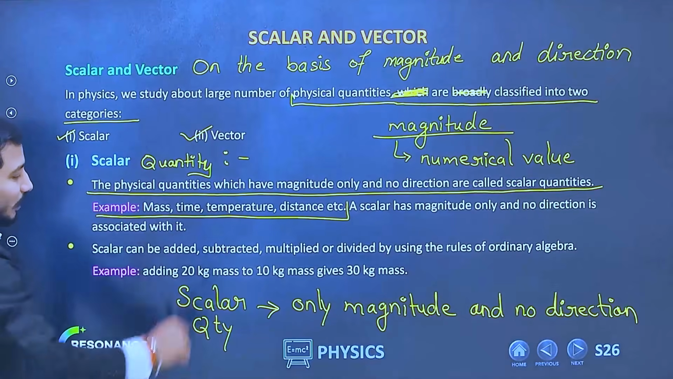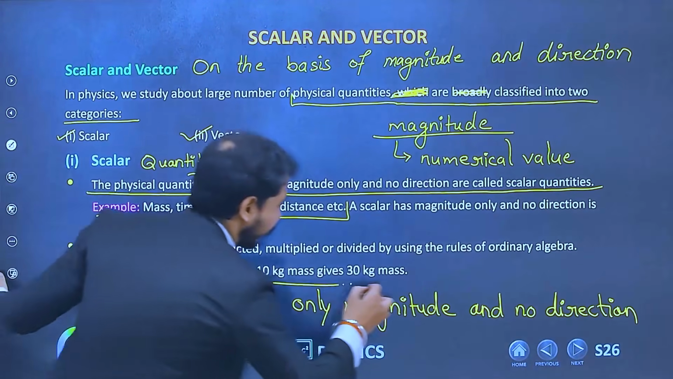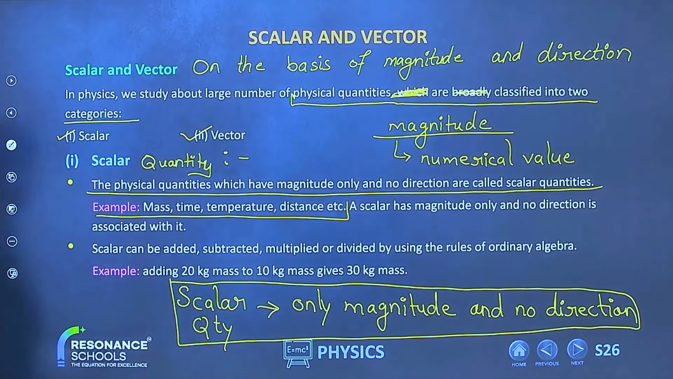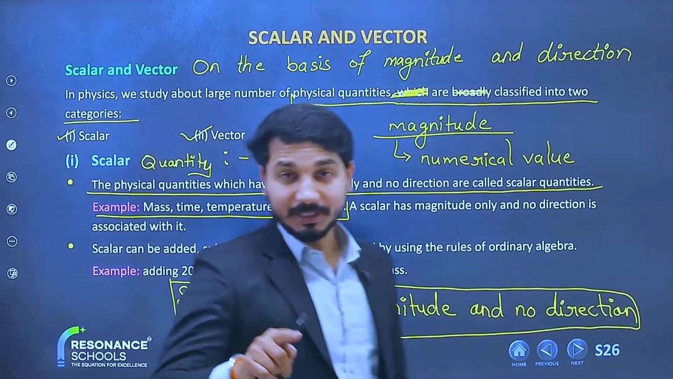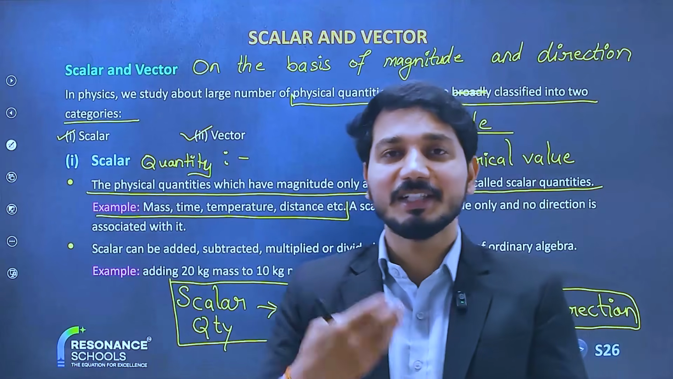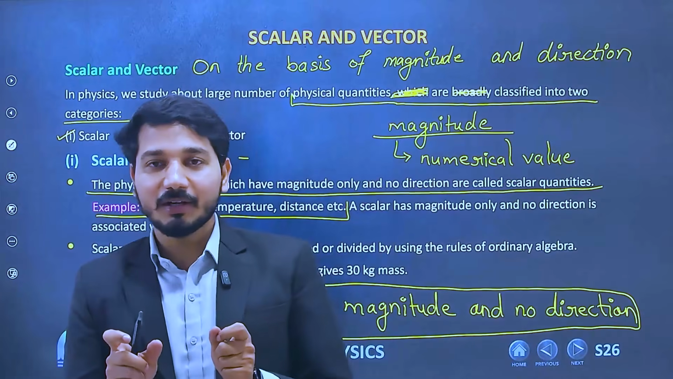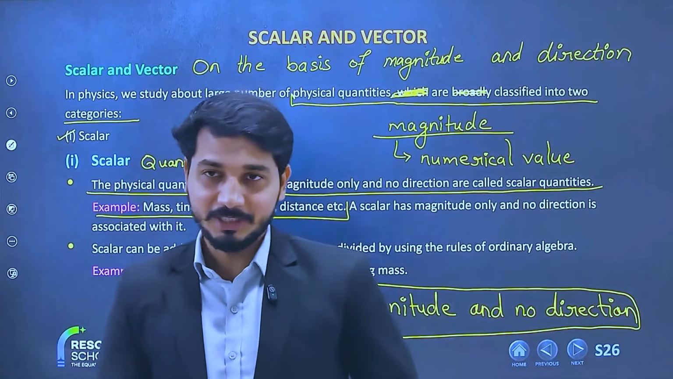Come back. When you have written these two lines and you have also written this short trick, right? The short trick also you have written. Now the next line which you will write: these scalar quantities are added, subtracted, divided or multiplied by using only the ordinary rules or laws of algebra, right?